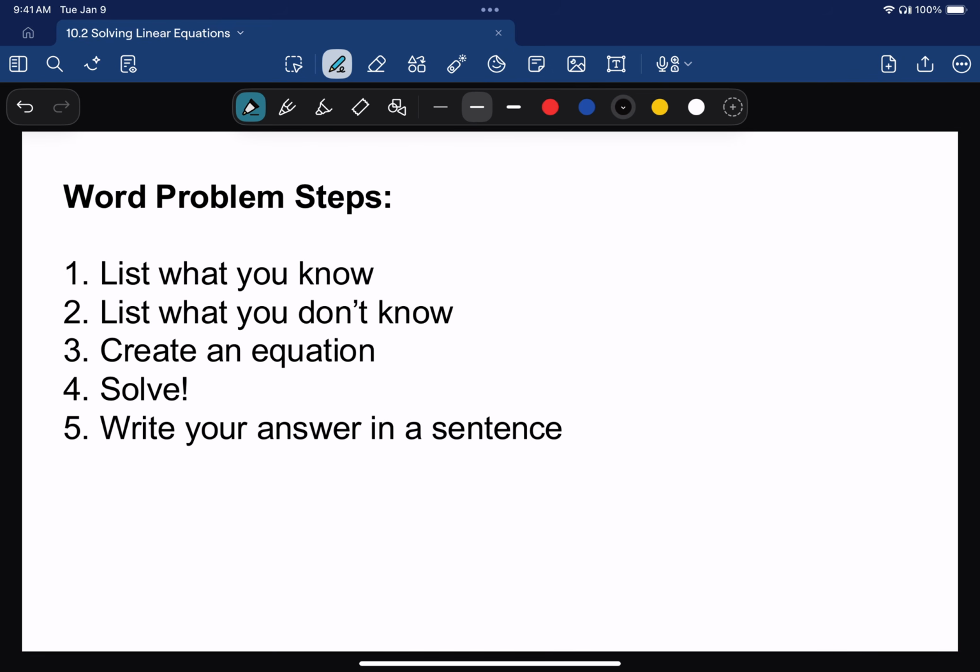Okay, word problems. Here we go. So these are some steps that I always like to follow. First step is list what you know. Read the problem and list what you know. What did they tell you?